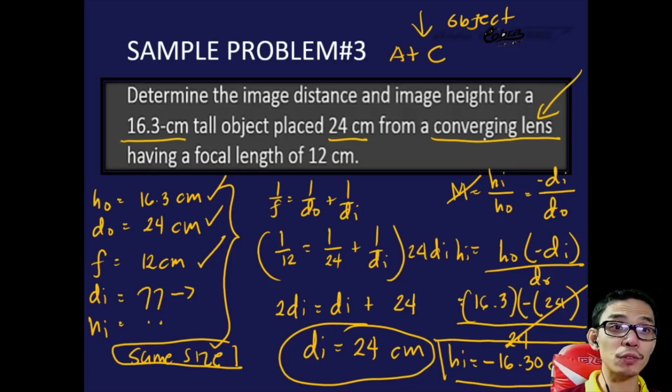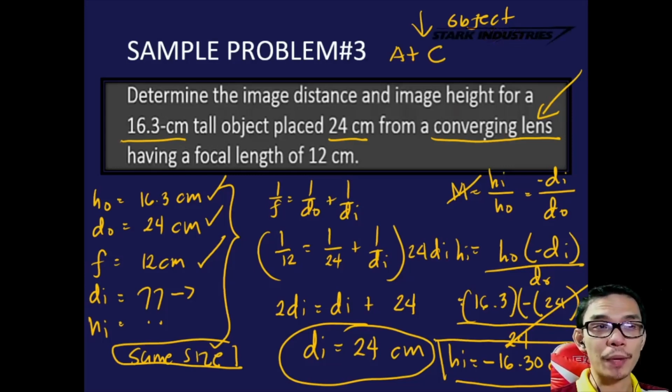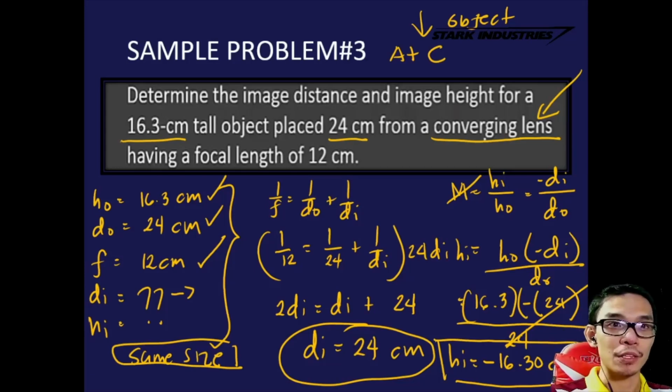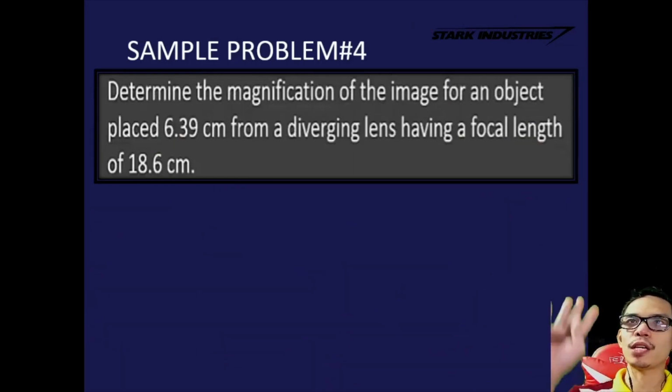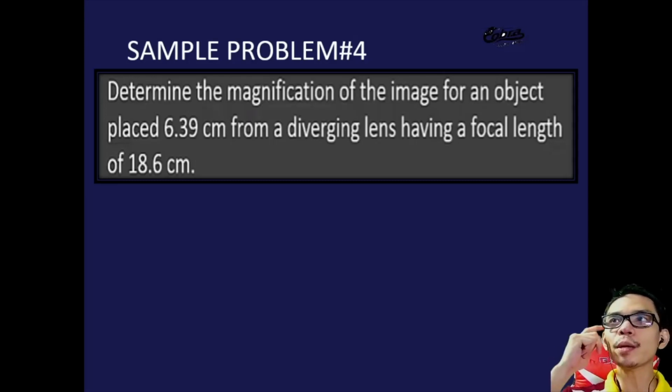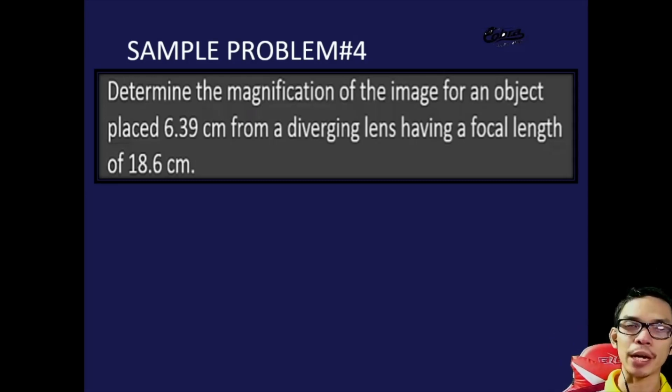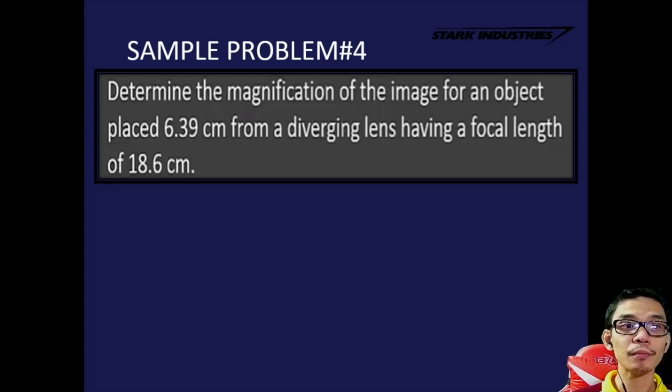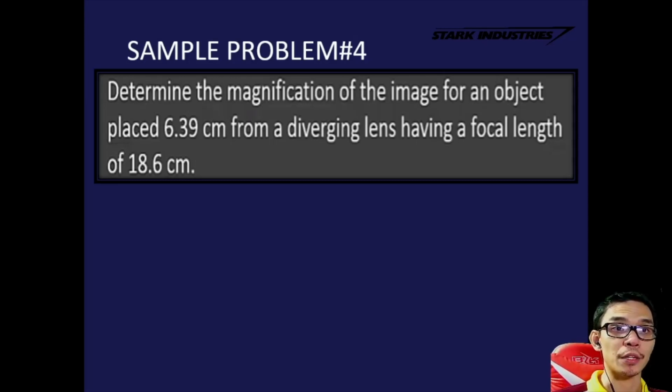So we'll go now to the fourth and last problem for the lens equation. Let's go. This is the fourth and last problem that we have right here. Again, you can pause this video if you want to answer this one beforehand. Determine the magnification of the image for an object placed 6.39 centimeters from a diverging lens having a focal length of 18.6 centimeters.